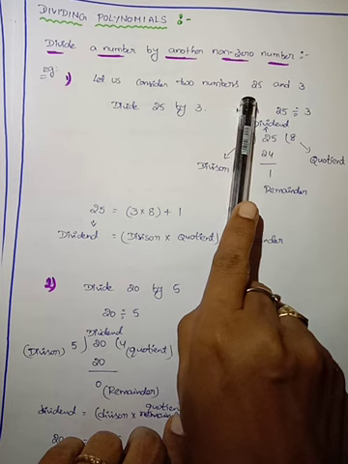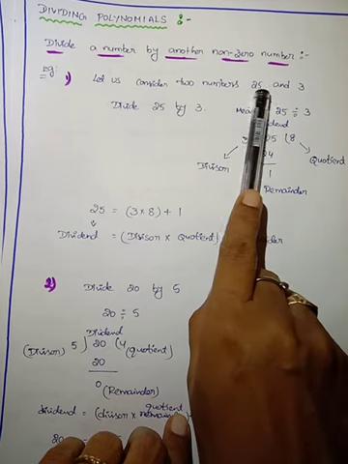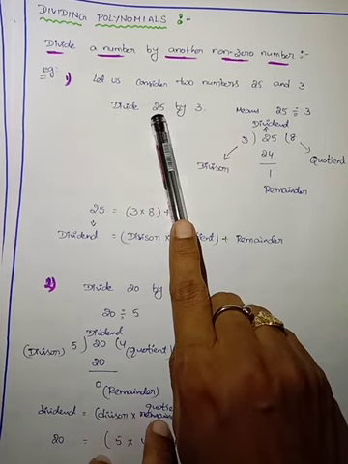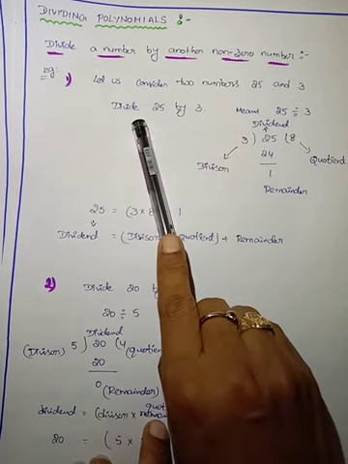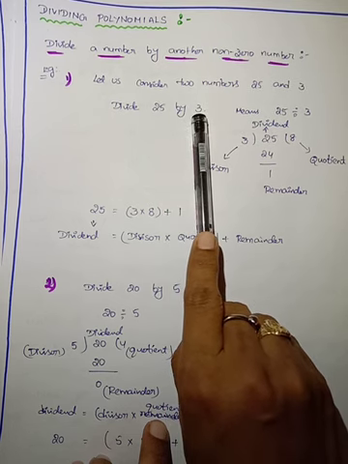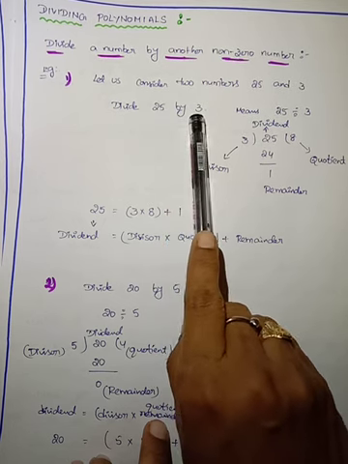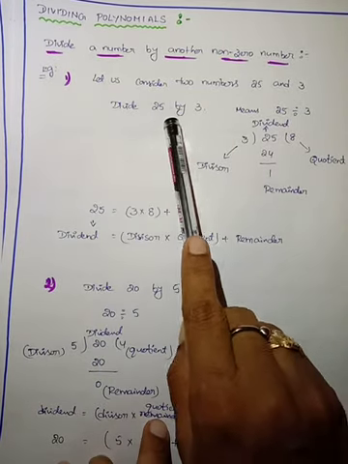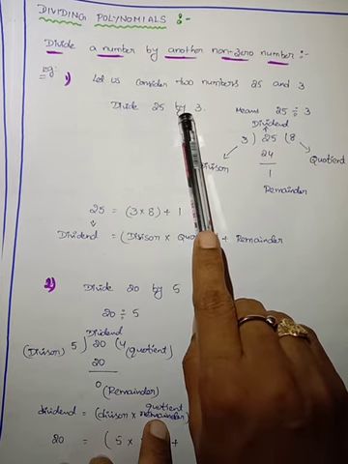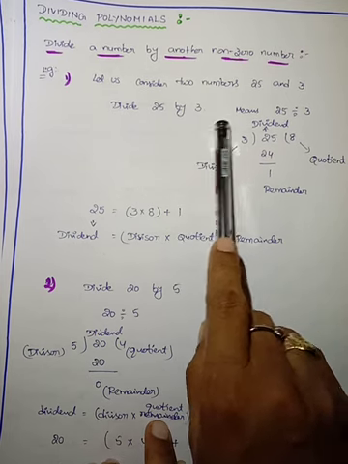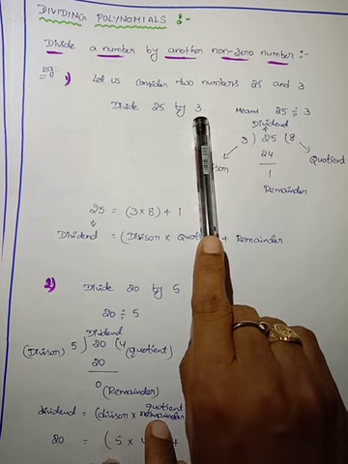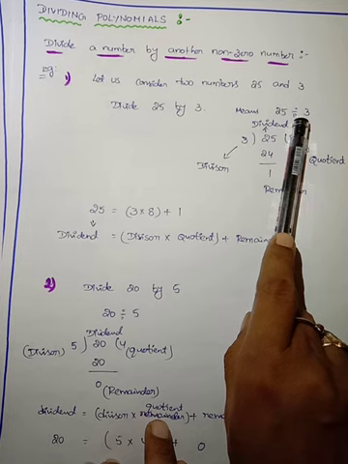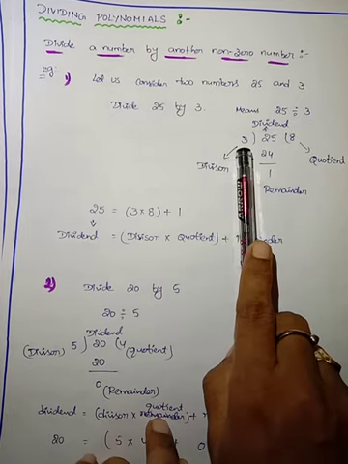Let us consider two numbers, 25 and 3. The question is: divide 25 by 3. Divide a number by another non-zero number. Divide 25 by 3 means 25 divided by 3. We write it like this.